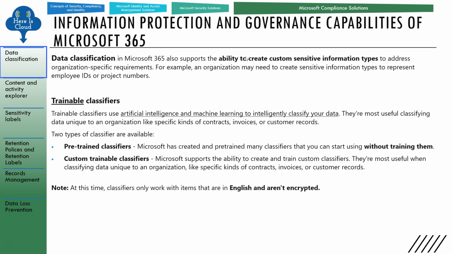They're most useful classifying data unique to the organization, like specific kinds of contracts, invoices, or customer records. There are two types of classifiers available: pre-trained classifiers and custom trained classifiers. As the name says, pre-trained classifiers are already created and pre-trained by Microsoft to classify many types of data without training them. But custom trainable classifiers are the ones which we can train based on our specific data, and those can be trained to classify the unclassified data.